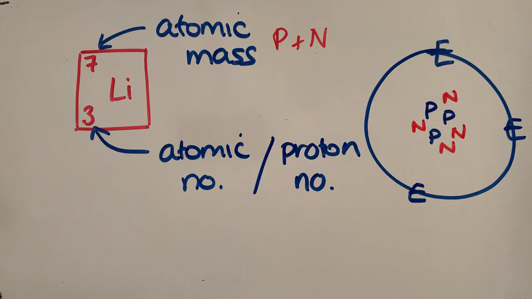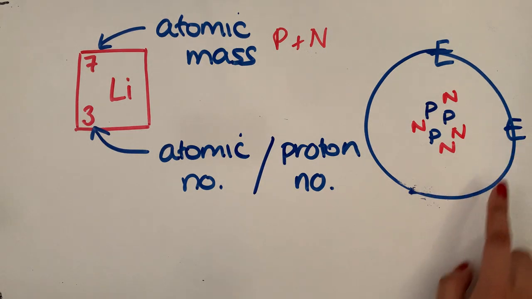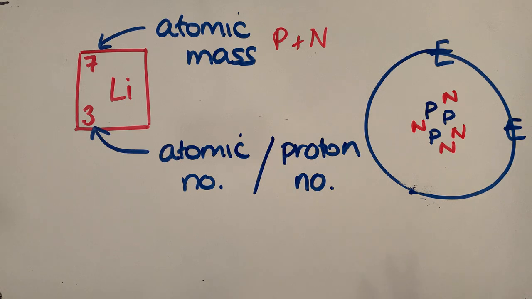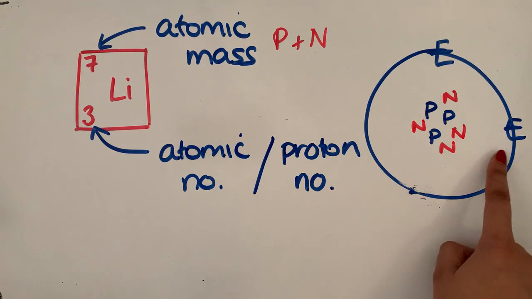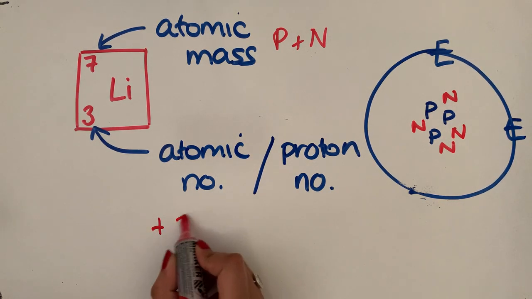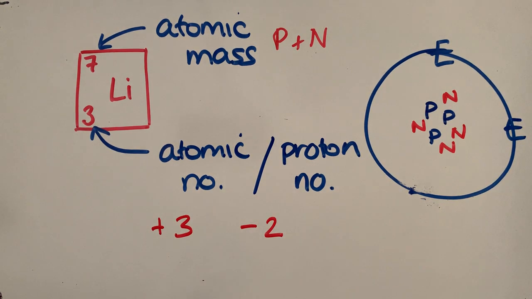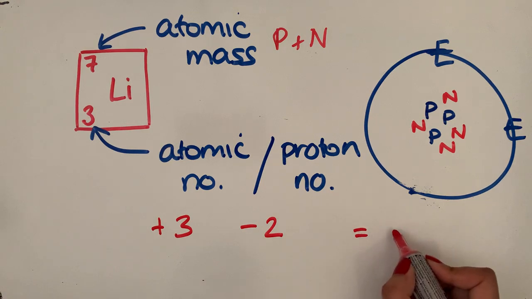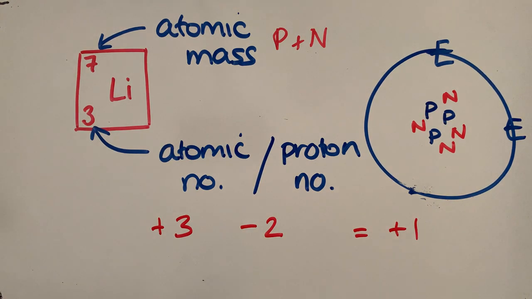If we then form ions, so if we lose an electron here, because remember ions are formed by the loss or gain of electrons, if we lose an electron here, the number of protons to number of electrons is now not the same. We have 3 protons but 2 electrons, and therefore we have an overall charge. So if it's got +3 and only -2, overall the charge is +1, and therefore this lithium atom has now become an ion, and the ion has a charge of +1.